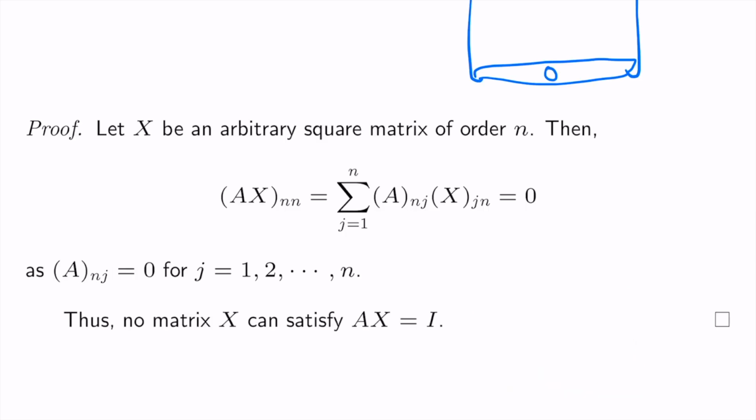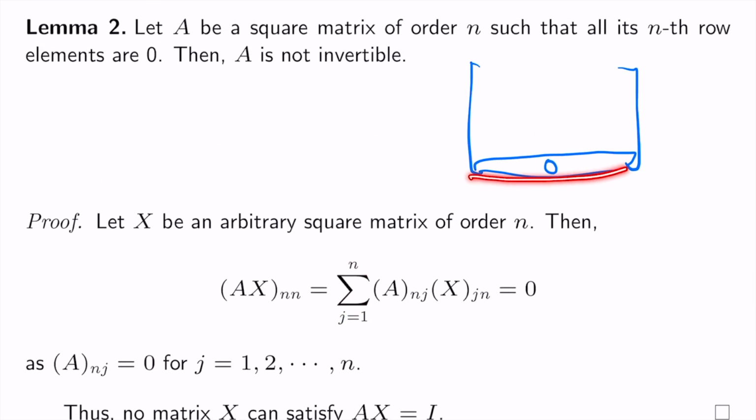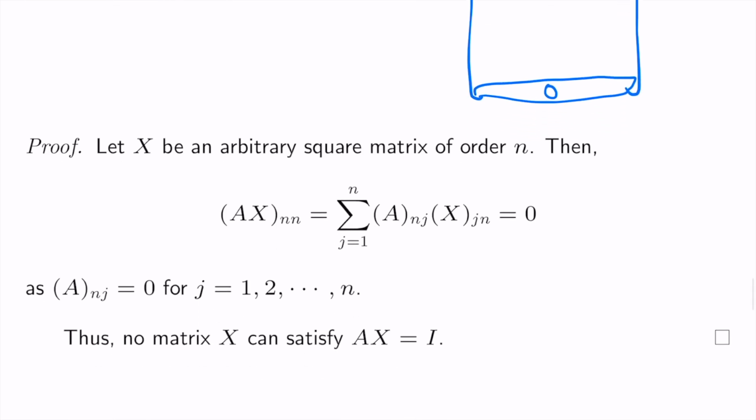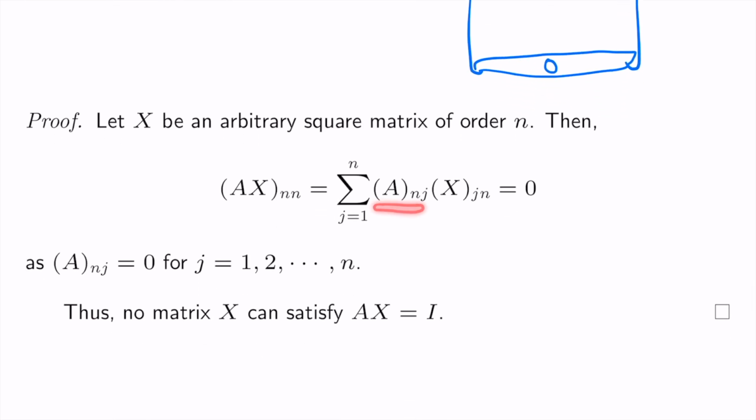Let's prove it. First, let X be an arbitrary square matrix of order n. So it can be any matrix of order n. And we consider the product between A and X, and in particular, its nn element, which can be calculated as this. So a_nj times x_jn, and j runs from 1 to n. But since we are assuming that the matrix A has this form, so the nth row elements are all 0, so this is always 0. Therefore, the sum is equal to 0.